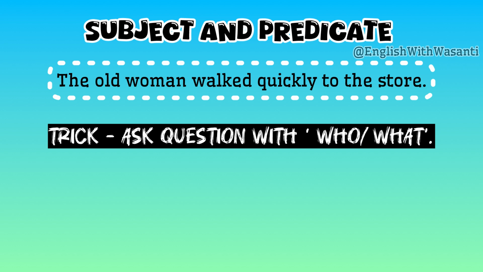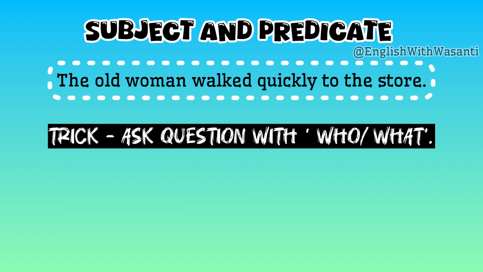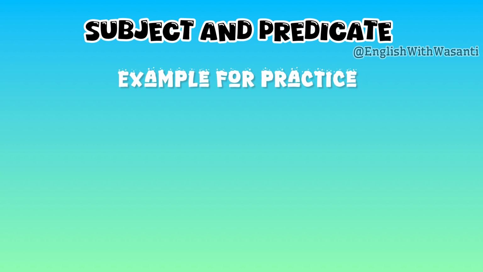Let's look at this same example. The old woman walked quickly to the store. So let's ask the question, who walked quickly to the store? The old woman. So that is the subject of the sentence. And as I told you, the predicate always starts with the verb or verb phrase. So that's the indicator to identify the verb phrase. I hope I'm clear. Let me share with you some more examples for better understanding.